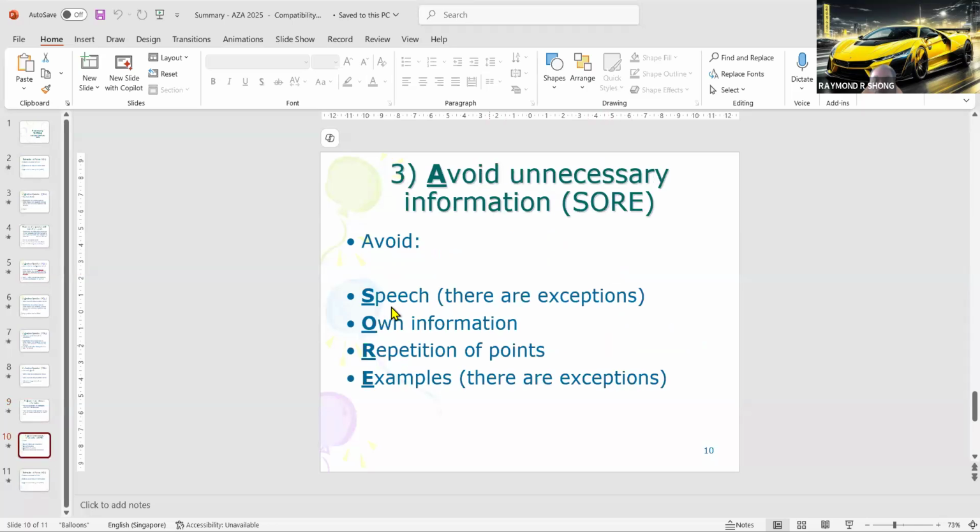Then last but not least, do not use speeches, but there are exceptions. Now, own information and own words are a bit different. Own words means you rephrase it. Own information means you take some information out of the contents.